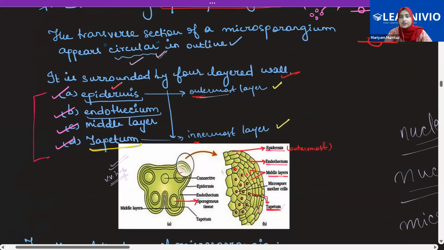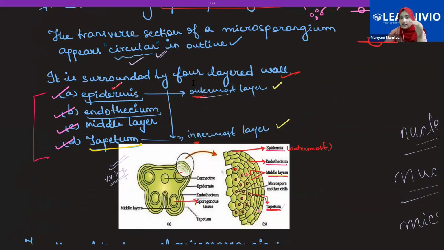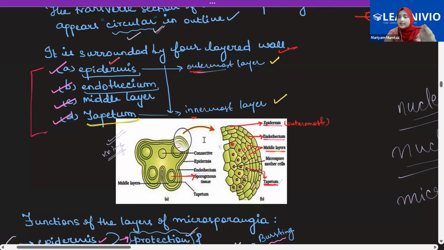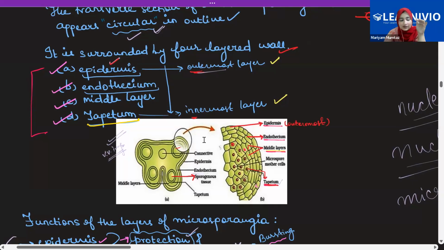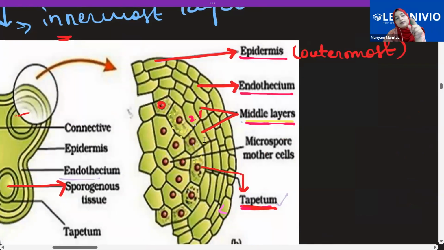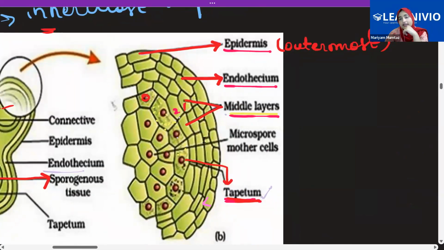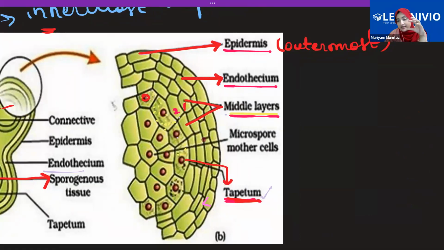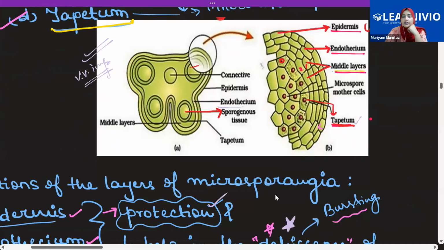So the transverse section of a microsporangium appears circular in outline and it has 4 wall layers. Starting from the outside, there is the epidermis, then the endothecium, then the middle layers, and lastly, towards the innermost side is the tapetum. You can clearly see the outermost layer, epidermis, then endothecium, then several middle layers, inside of which there is the tapetum, which is basically the nutritive part responsible for nutrition.